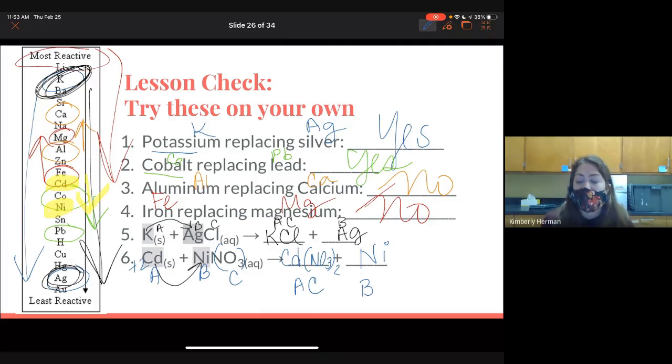So hopefully this helped looking at the hierarchy of the metal activity series on whether it will replace another metal and then predicting products in number 5 and 6.